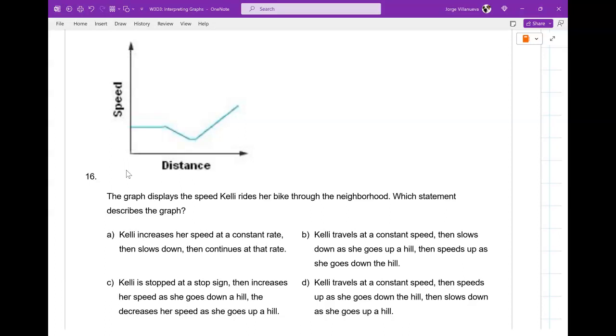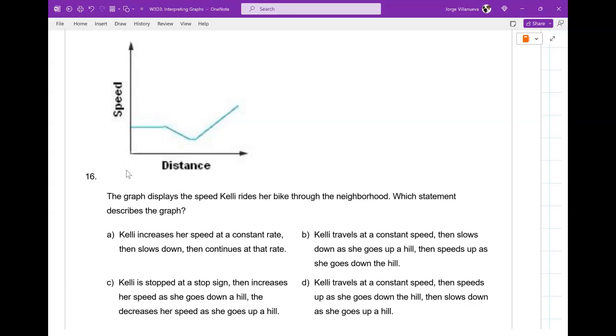Okay, so it says Callie increases her speed at a constant rate, then slows down, then continues at that rate. Okay, then it says part B, Callie travels at a constant rate, then slows down as she goes uphill, then speeds up as she goes downhill. Part C, Callie is stopped at a stop sign, then increases her speed as she goes downhill, then decreases her speed as she goes uphill. And last one, Callie travels at a constant speed, then speeds up as she goes downhill, then slows down as she goes uphill.